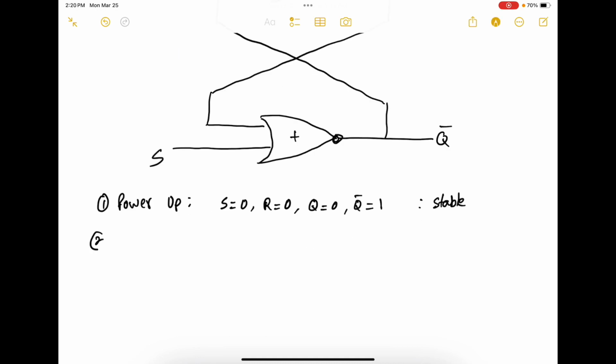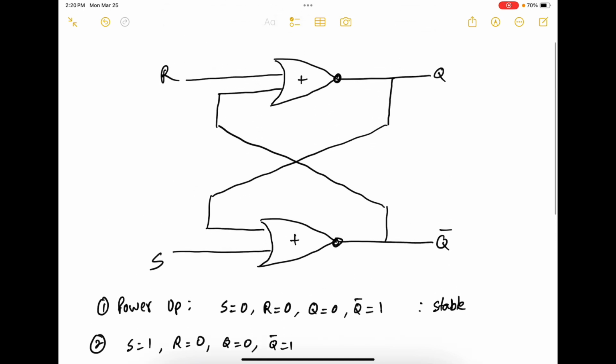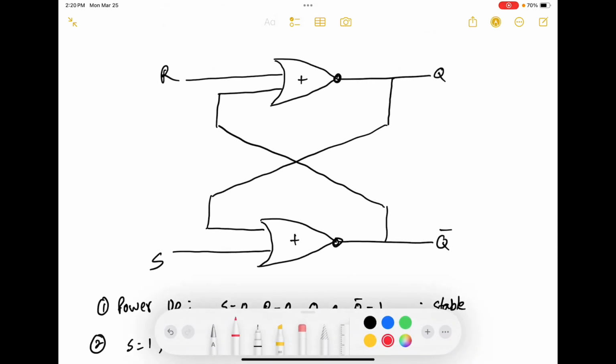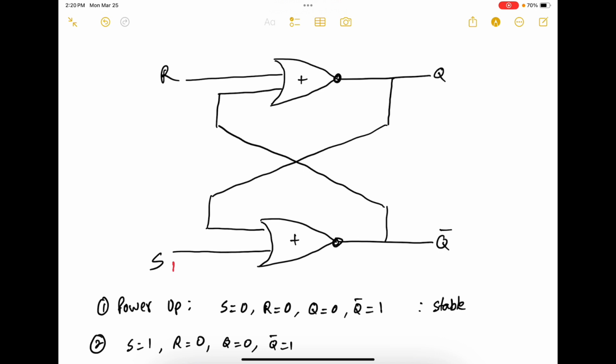Let's go to the second step. So in our second step, I'm going to say I make S as 1. S and R are my inputs, so I can control S and R. I put S equals to 1 and R equals to 0. I say that Q equals to 0 and Q prime equals to 1. Now what would happen in this case? So let's plug in the values. So S is 1, R is 0, Q is 0, and Q prime is a 1.